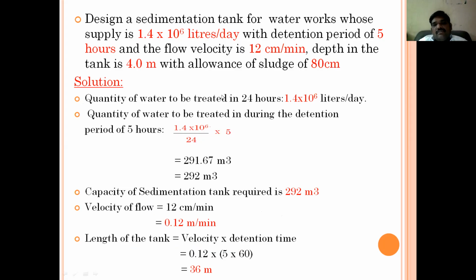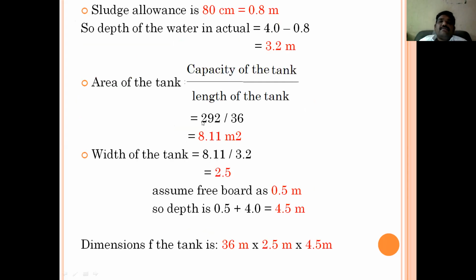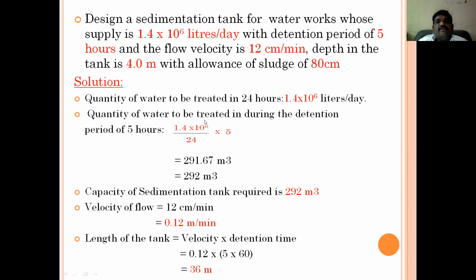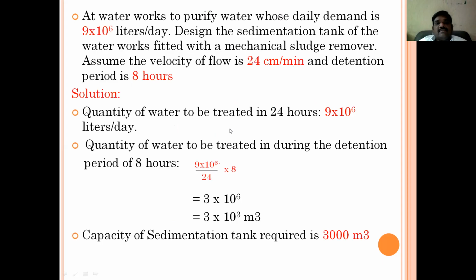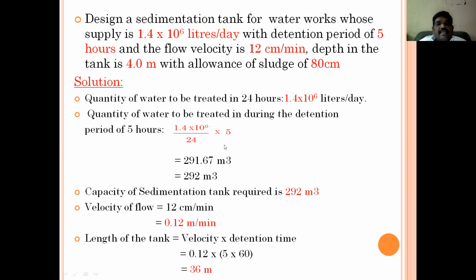Now quantity of water to be treated in 24 hours: 1.4 into 10 power 6 liters per day. When? During the detention period of 5 hours. That means 5 into 60, as we have seen. See here, of course, that is flow velocity. In 8 hours, how much we got? 3 into 10 power 6. Here, this is within the detention period of 5 hours.